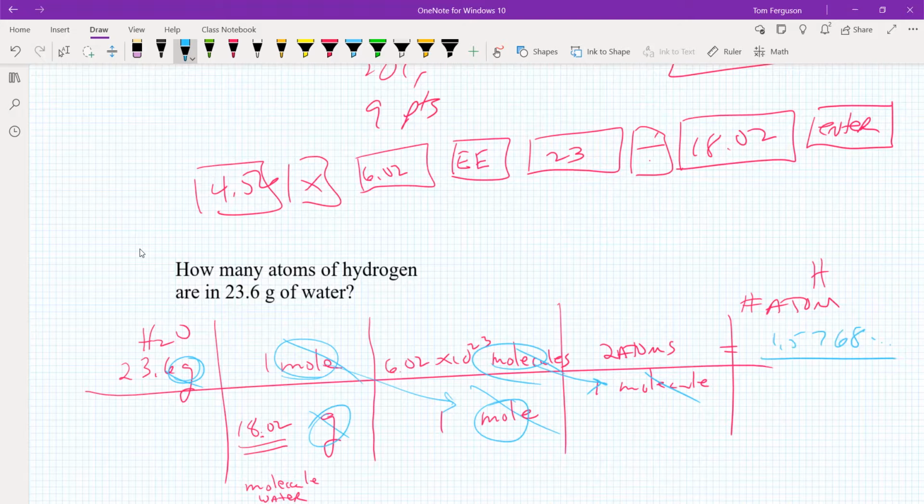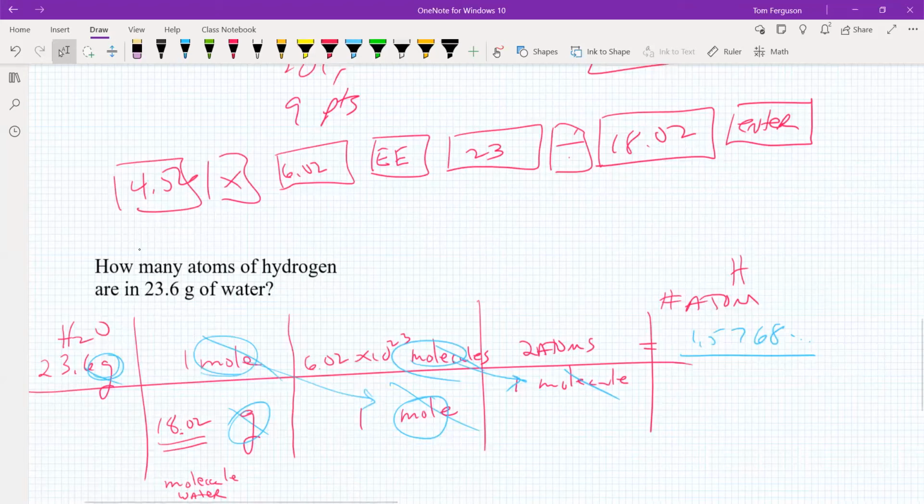I have a question about the setup too. Instead of doing 2 atoms on top and 1 molecule on the bottom, could you do 2 moles of hydrogen on the top and then 1 mole of water on the bottom?